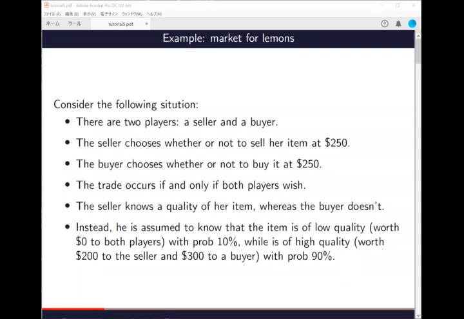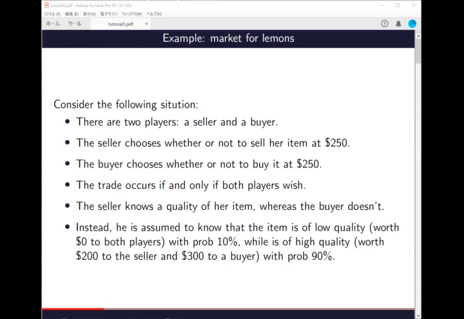Previously, we have dealt with games of complete information where every player knows the payoffs of the other players when they make an action. In this tutorial, we deal with games of incomplete information. Let's first take a look at a well-known example of a game of incomplete information called Market for Lemons.